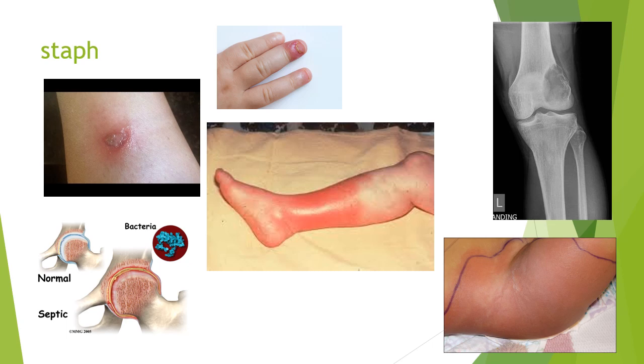So here are some pictures of staph infection. And as you can see in the finger at the top and the arm, looks like we had some broken skin, and then the staph caused a localized infection there. And then the picture of the little baby foot with this really, really red, angry ankle, that's a cellulitis.